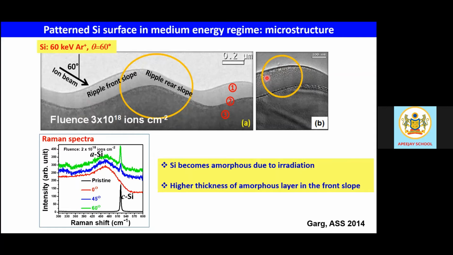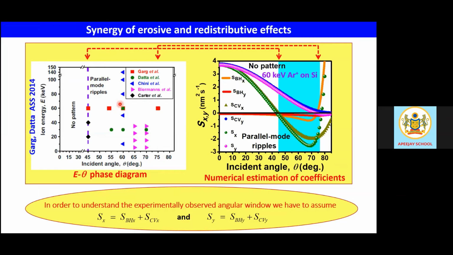It's a complex process, and the amorphous nature of the layers was further confirmed from micro-Raman spectroscopic measurements. Apart from the pristine one, everywhere we see the signature of the amorphous silicon broad peak. A higher thickness of amorphous layer arises on the front slope, because of the reason I have already told you. Now, after a lot of simulation studies, we could show very clearly that both ion sputtering and atomic redistribution contribute synergistically to explain our results.